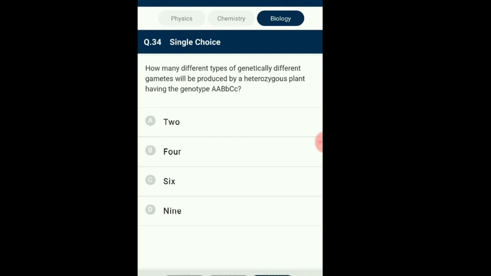Question number 34. Genetically different gametes will be produced by heterozygous plant having the genotype capital A, capital B, small b, capital C, small c. The given genotype will produce four types of gametes. The gametes have half the genetic content of the parent genome. Also, during gamete formation, the genes are recombined. The genotype of diploid will give four types of haploid combinations, that is capital A, capital B, capital C; capital A, capital B, small c; capital A, small b, capital C; capital A, small b, small c. So the answer is option B, 4.